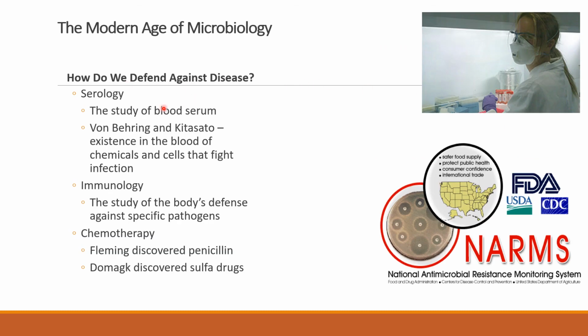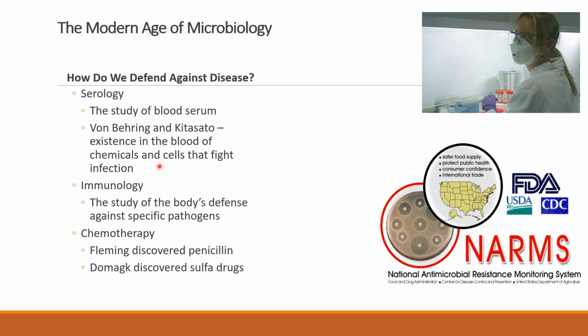And in the modern age, we have serology, which I have already been telling about. It's the study of blood serum, the antibodies and all. So Von Behring and Kitasato talked about the existence of some chemicals in the blood and the cells that the cells can fight, and all such things were studied.